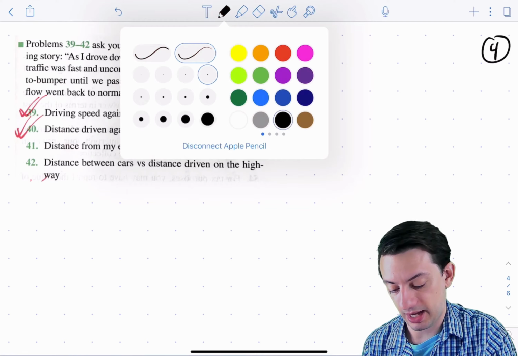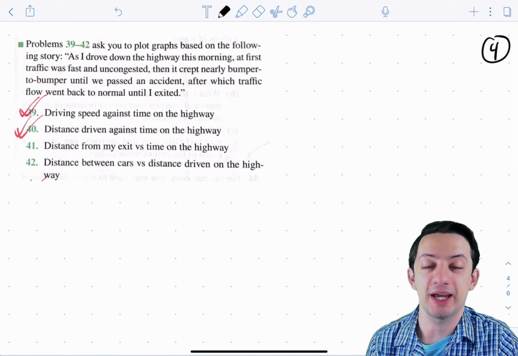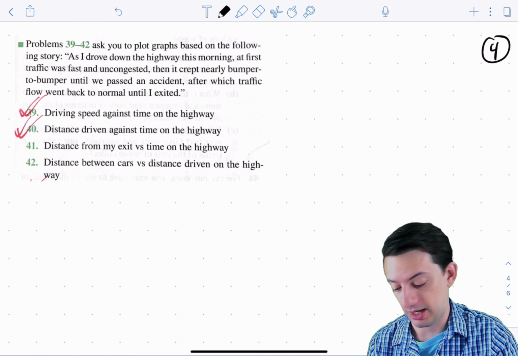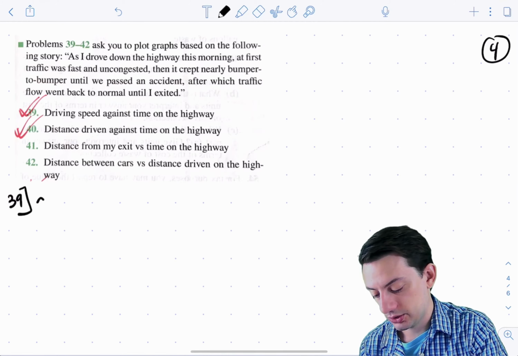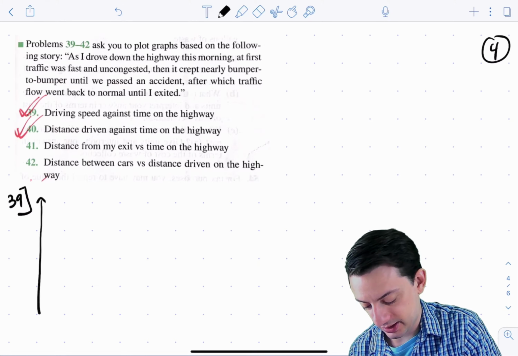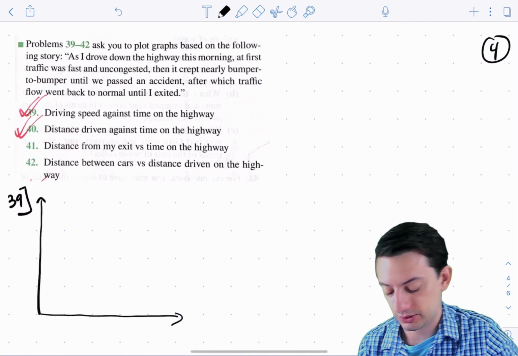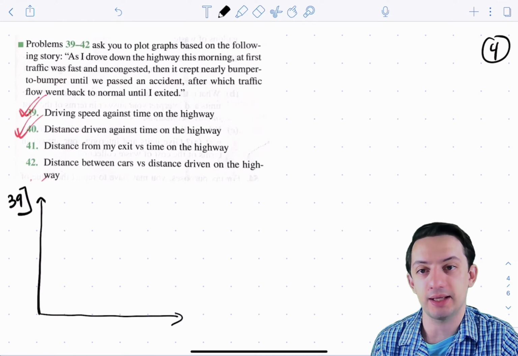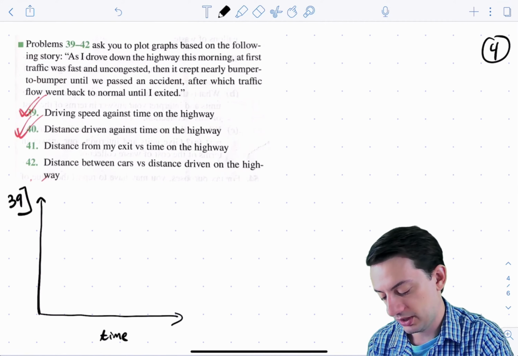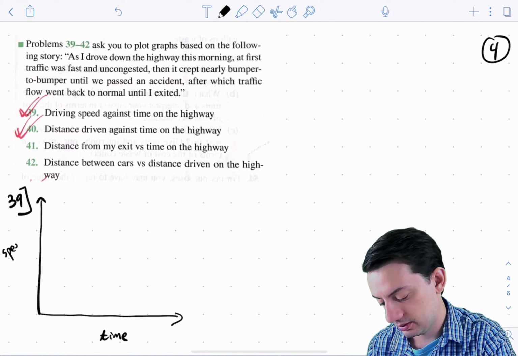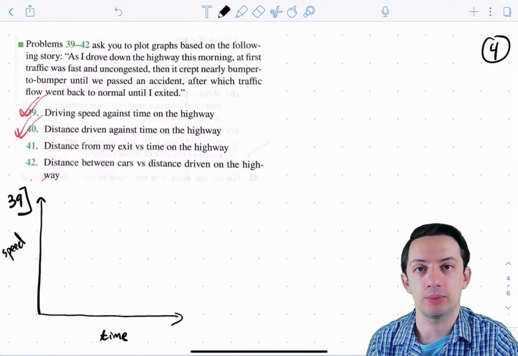So let's draw some axes. Now, we know that we're not going to go negative speed or negative time. So let me write a 39 here so it's clear which one I'm doing. So that means I don't need the negative part of my axes. I can just do the positive parts. Now, when it says driving speed against time, what they mean is that time should be your independent variable and speed should be your dependent variable.